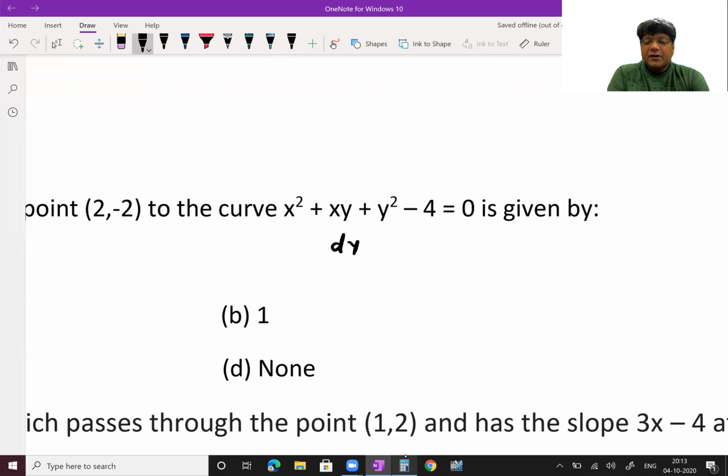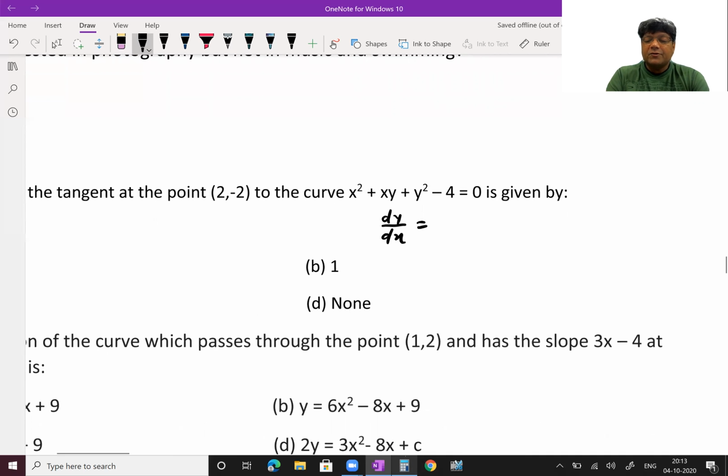Directly you can write dy by dx is equal to minus, then doing the derivative, something in the numerator, something in the denominator. In the numerator, keeping y constant: x square derivative 2x. Now y constant comes out and derivative of x is 1, so y into 1, y. Derivative of y square is 0 because constant. Derivative of 4 is constant, 0.